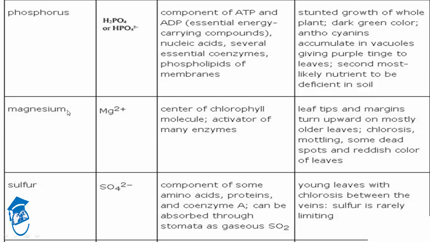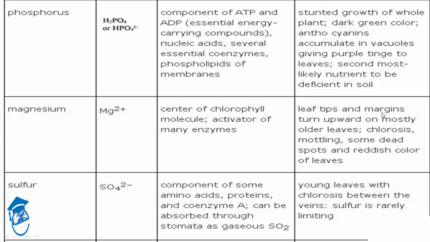Now come to the magnesium. Magnesium is absorbed in the form of magnesium ion, that is Mg2+. Now what's the role of this magnesium? As I told you, it's the center of chlorophyll molecule. It is the activator of many enzymes. And now what's the deficiency symptom of magnesium?